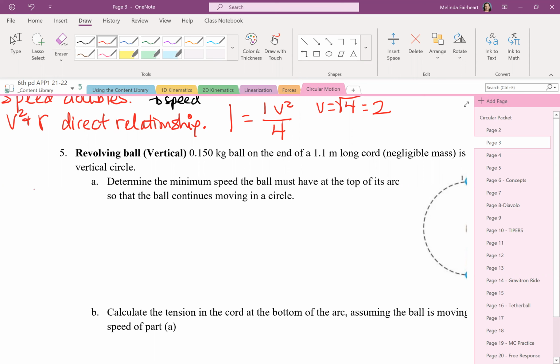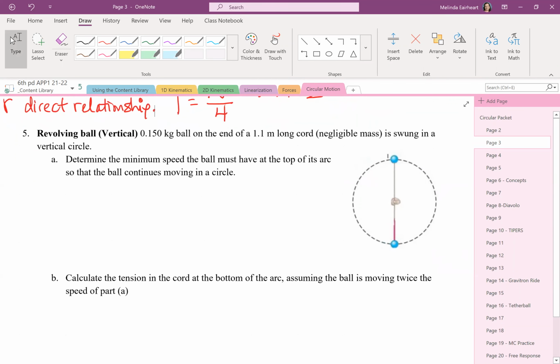Does this all make sense? Tying the ball on a string, water in a bucket, roller coaster, loop-de-loop, right? And so it's all the same physics. We just might call it a different force. And so that's the vertical circle that this is making.